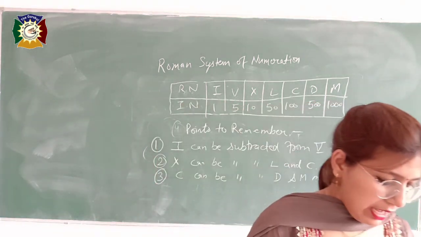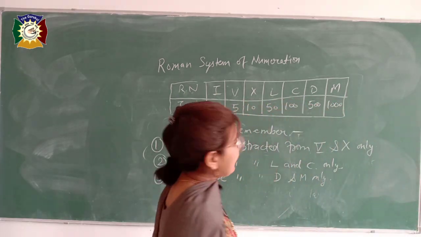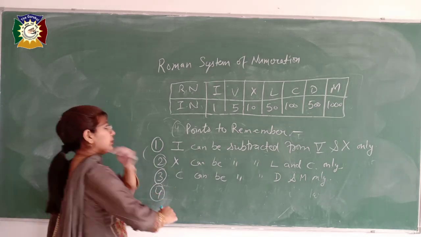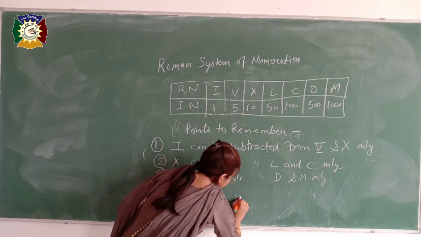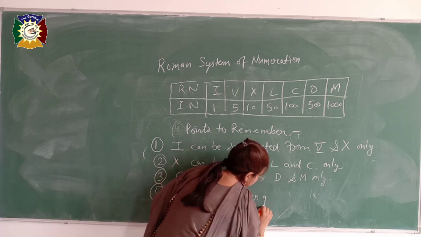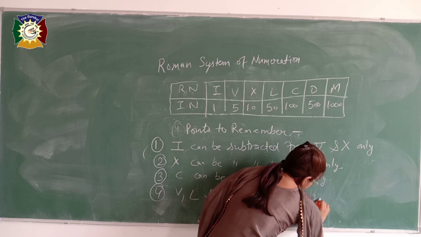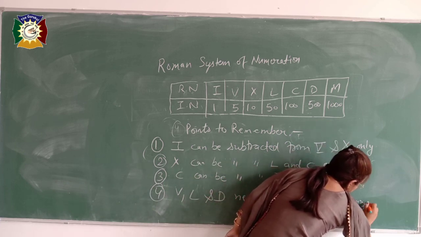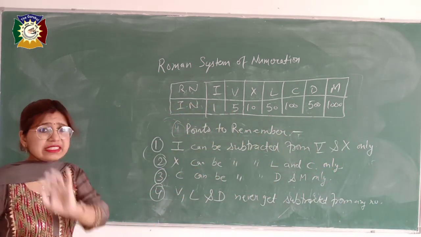Understand, bachche? Now after this, I want to tell you about V, L and D. The fourth and one of the important rules: V, L and D never get subtracted from any number. Boys, you have to learn this, and it is very easy to learn.